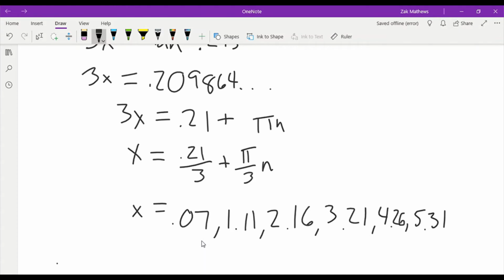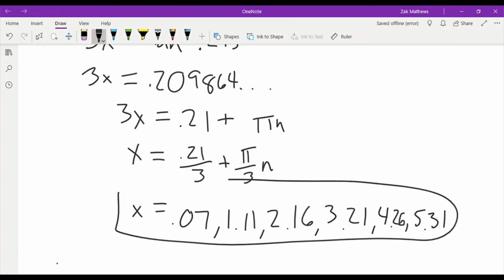So when I list out my solutions, I get 0.07, 1.11, 2.16, 3.21, 4.26, 5.31, and that's rounding to 2 decimal places if you're close. If you're getting numbers that are close but a little bit off, keep in mind that I am using the exact value calculator, not actually what I wrote down. So I'm using the answer I got up here, dividing that by 3, and adding pi over 3 all in the calculator so I get exact values. So you try to use exact values as frequent as you can.